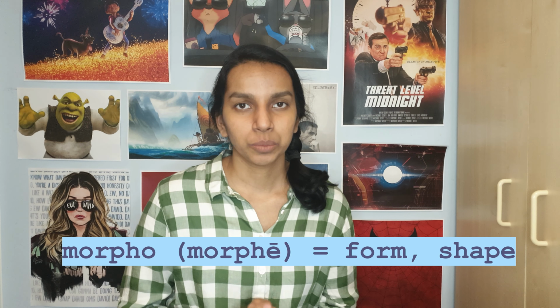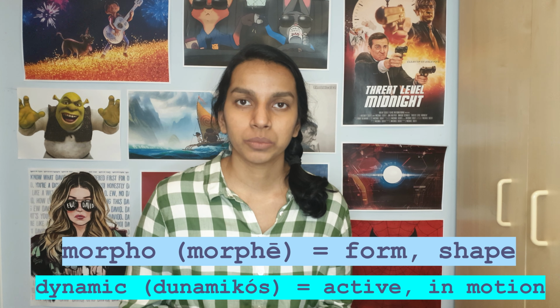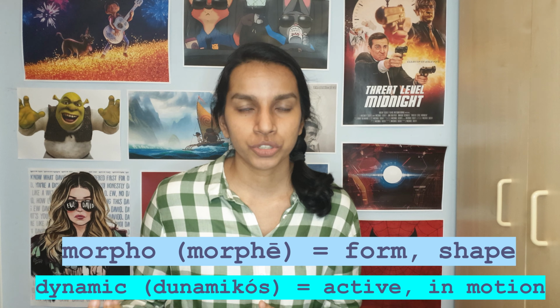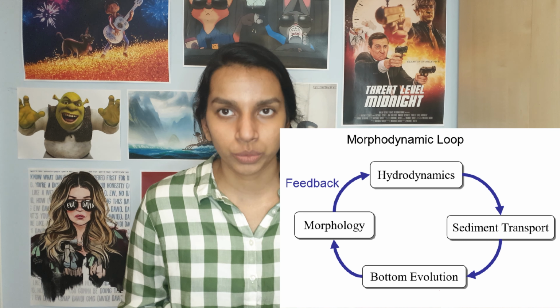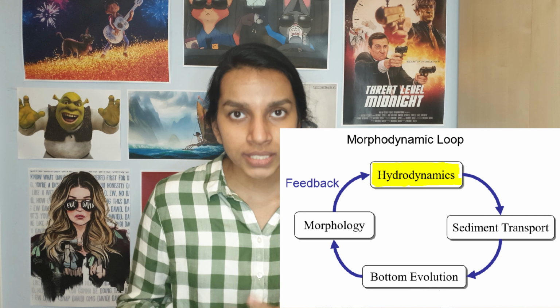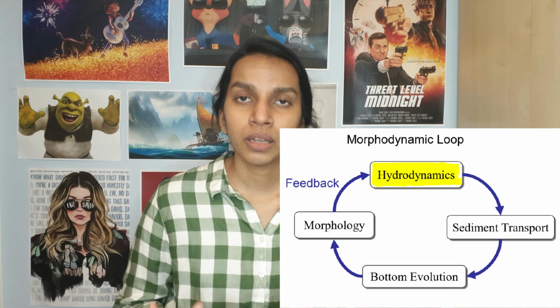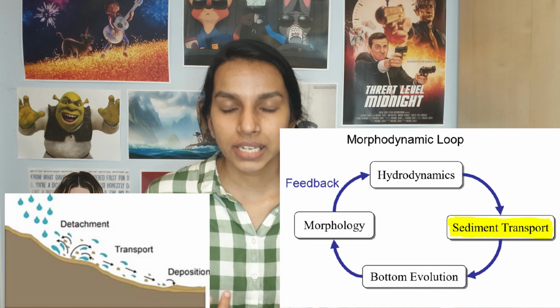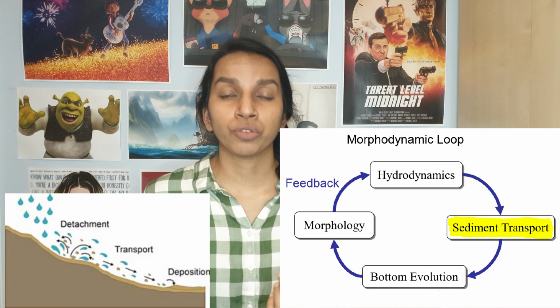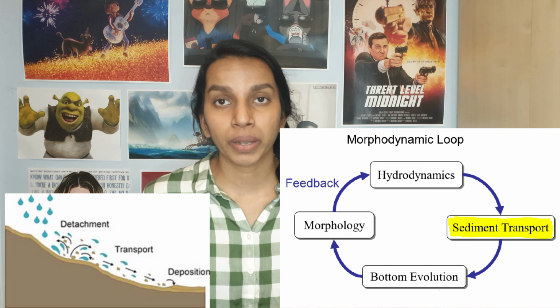Okay, so what does the term morphodynamics mean? The term morpho means shape, and the term dynamics means in motion. So you put the two together, it basically means motion of the bed shape. That is, the water flow and the seabed talk to each other. The flow field over the seabed, that is the hydrodynamics, basically determines the pattern of variation of sediment transport rate. By sediment transport, I mean the movement of organic and inorganic particles by water.